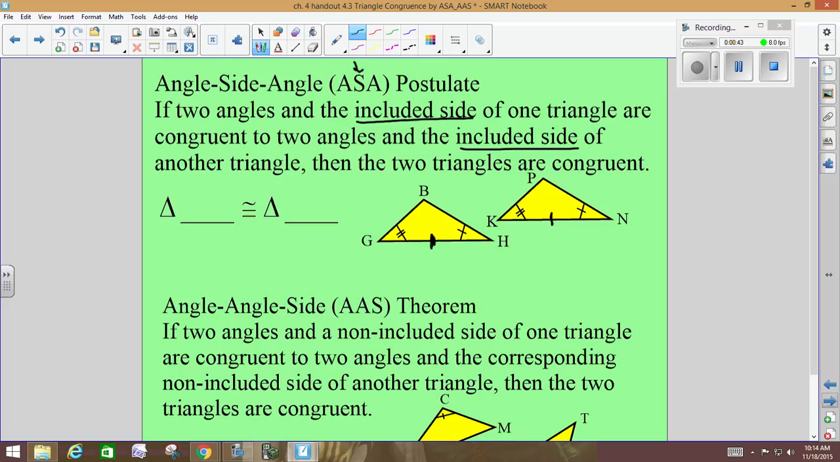Okay? Your congruency statement. If I name the first triangle, triangle GBH, then my second triangle needs to be in which order? Good, KPN.